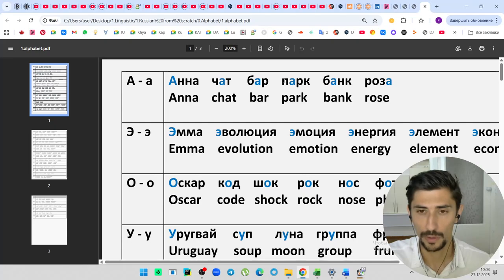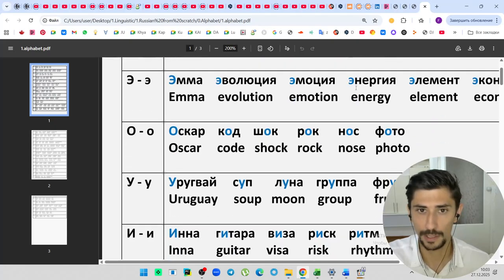Together it's pronounced like park. The next example is pronounced like bank. Next word: we already know all the letters, but this one looks like the number 3 and is pronounced like Z. So it would be rosa, rose, rosa.